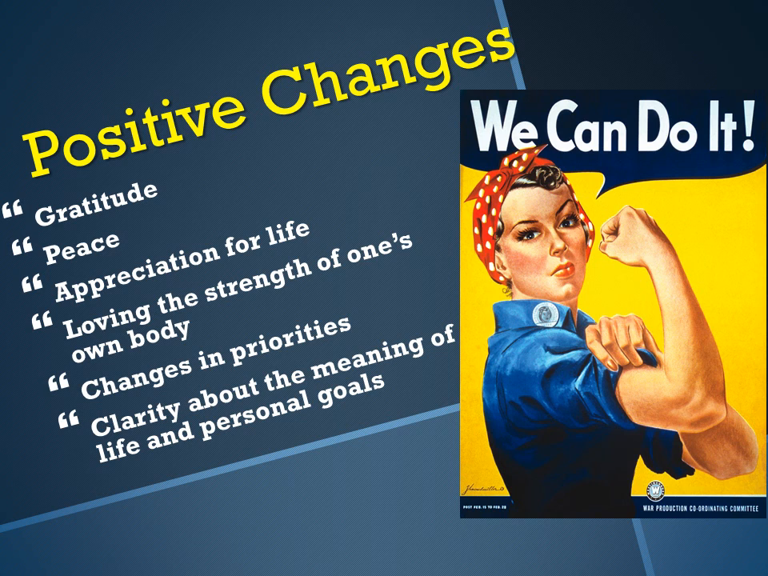What we're going to do is take a look at some of the positive changes that can occur with chronic disease. We have looked at the negative aspects, such as having anger, lack of feeling like you're in control, sadness, fear, frustration. But a lot of people actually find that they have positive feelings like gratitude, peace. They have an appreciation for life that they didn't have before. They have a sense of strength of their own body, changes in priorities, and clarity about the meaning of life and what their personal goals are.